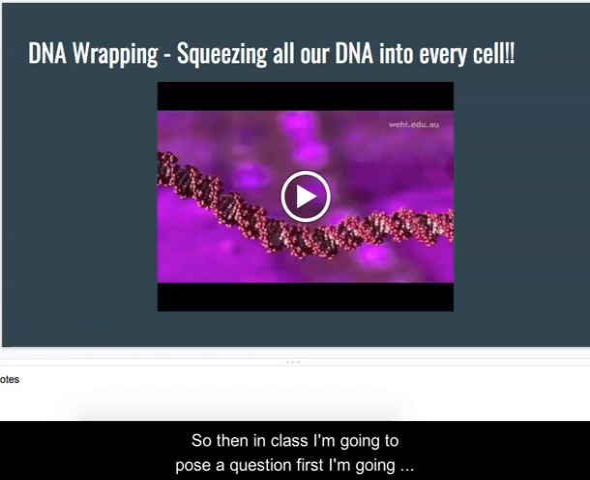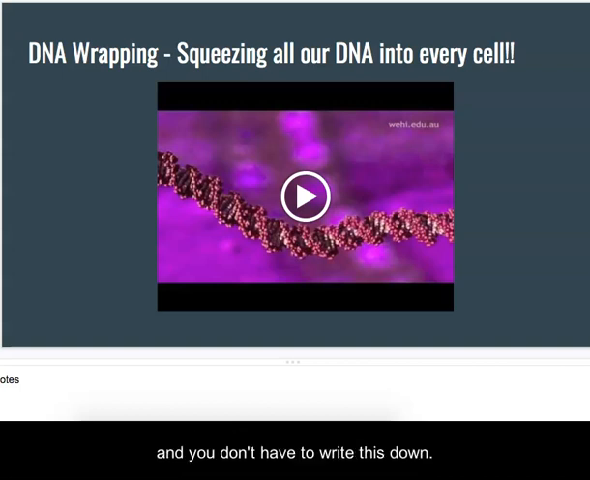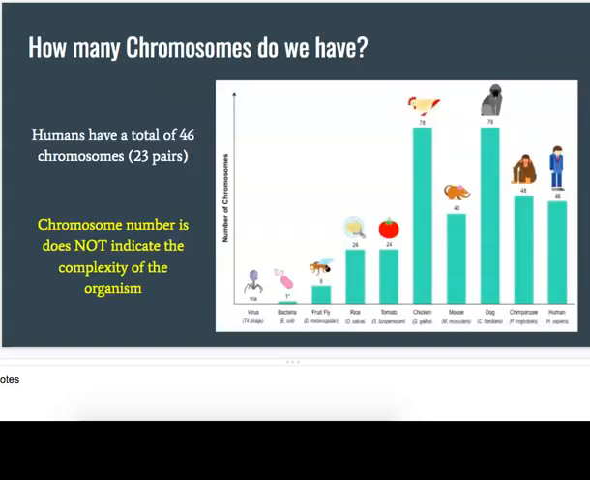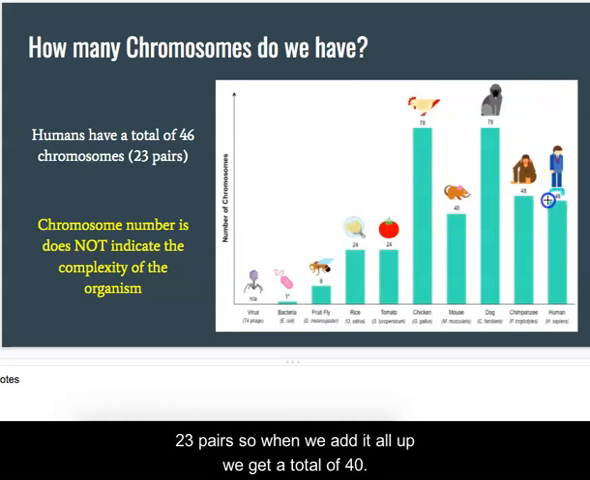So then in class, I'm going to pose a question. First, I'm going to ask, how many chromosomes do we have? And you don't have to write this down, but it's more of just kind of an FYI. So humans have 46 chromosomes. We have 23 pairs. So when we add it all up, we get a total of 46.